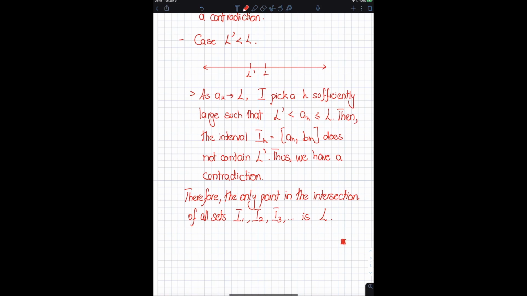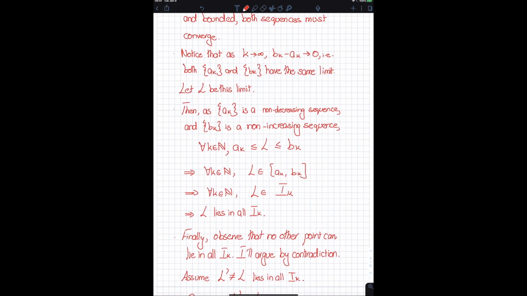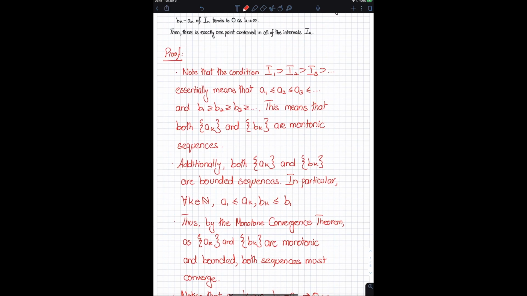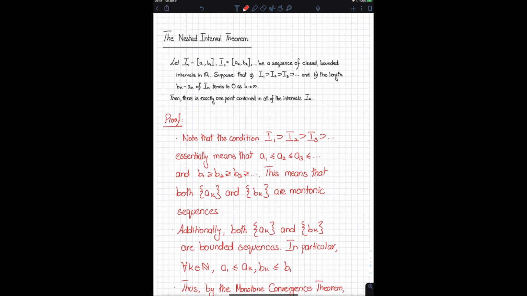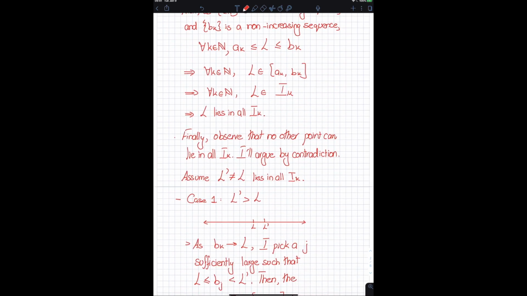So what we have shown in this theorem, just to give you a quick recap, is that as long as we have infinitely many intervals, each one contained in some other interval, and the length of these intervals tends to zero as k approaches infinity, then there is exactly one point, and one point alone, that is contained in all of the intervals. Or in other words, there's exactly one point that lies in the intersection of all these intervals.